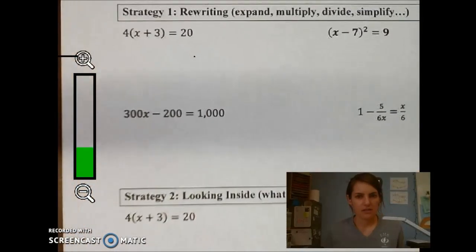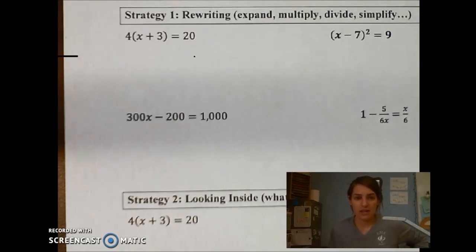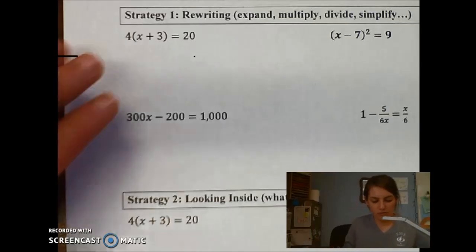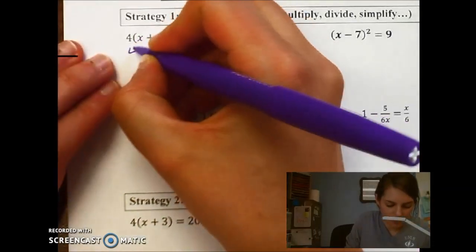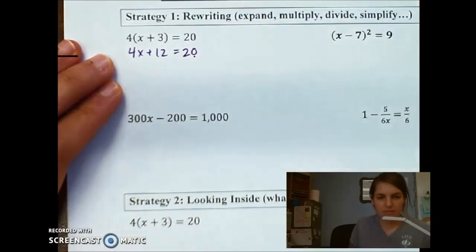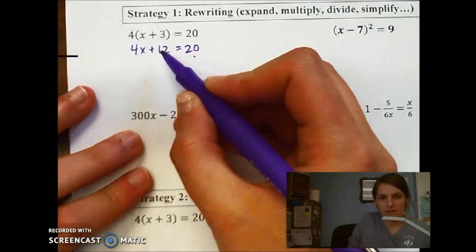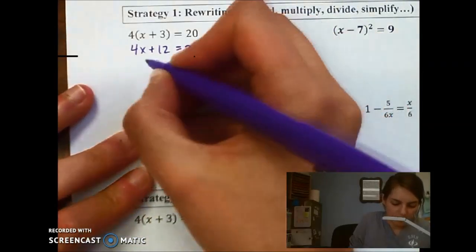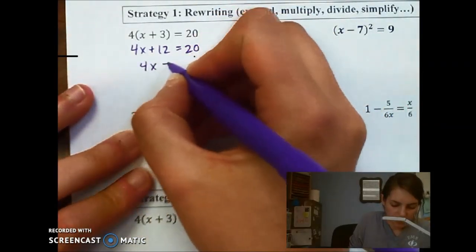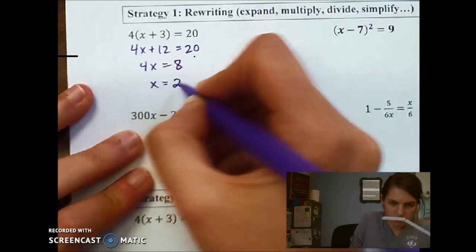and we could rewrite that by, it's written as a product, so we could rewrite it as a sum by distributing the 4. So then we could have 4x plus 12 equals 20. And then it's a pretty simple equation, so then you could solve it by flipping the 12 to the other side, and you get 4x equals 8, so x equals 2.